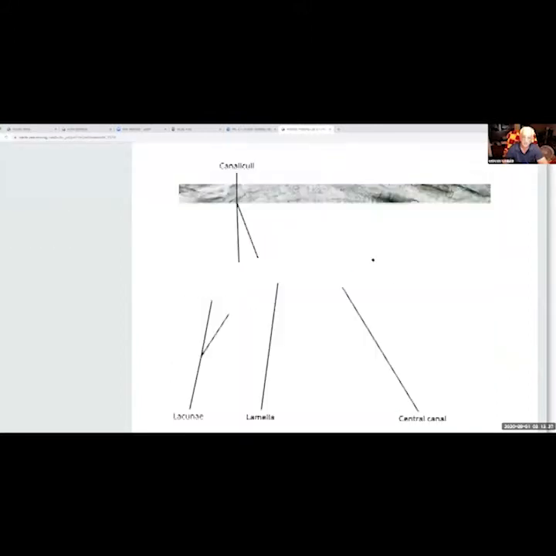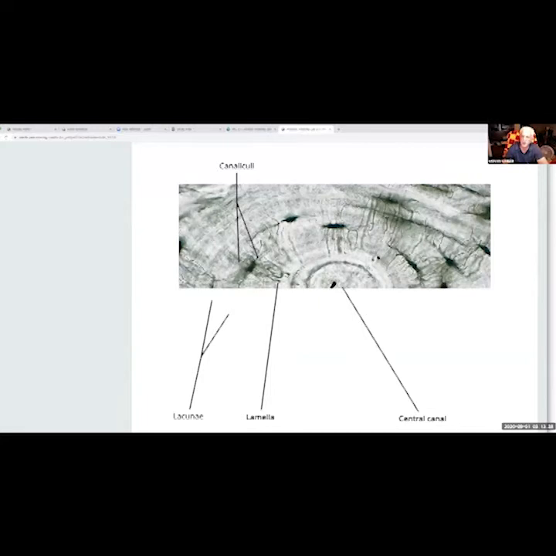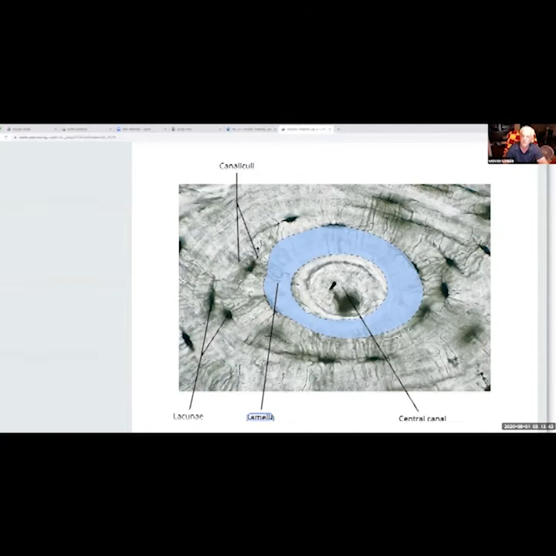Okay, so here's your central canal, your rings around the bone. This is your osteon. Canaliculi are very small canals, and they carry your blood vessels and nutrients throughout the bone section here. These are your lacunae. Inside the lacunae are your osteoblasts that make bone. Okay? That's the lamellae, the concentric patterns, and your central canal. This is in compact bone.